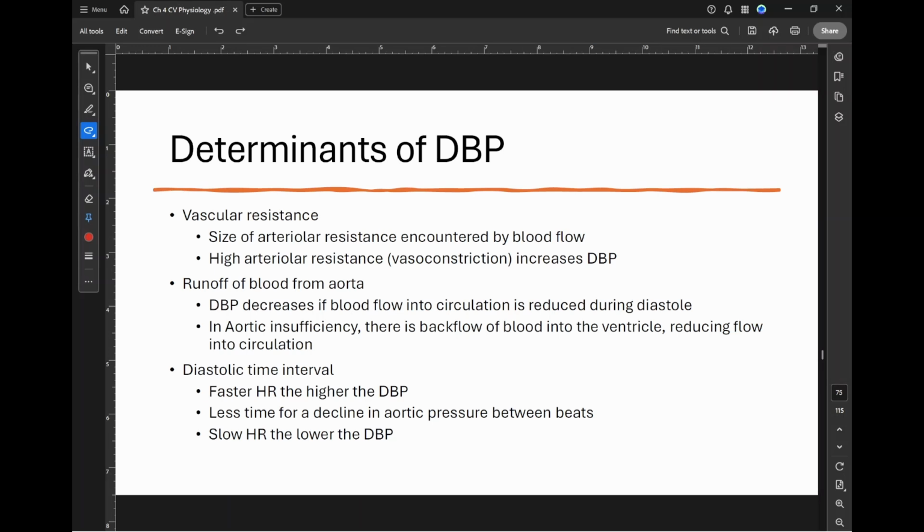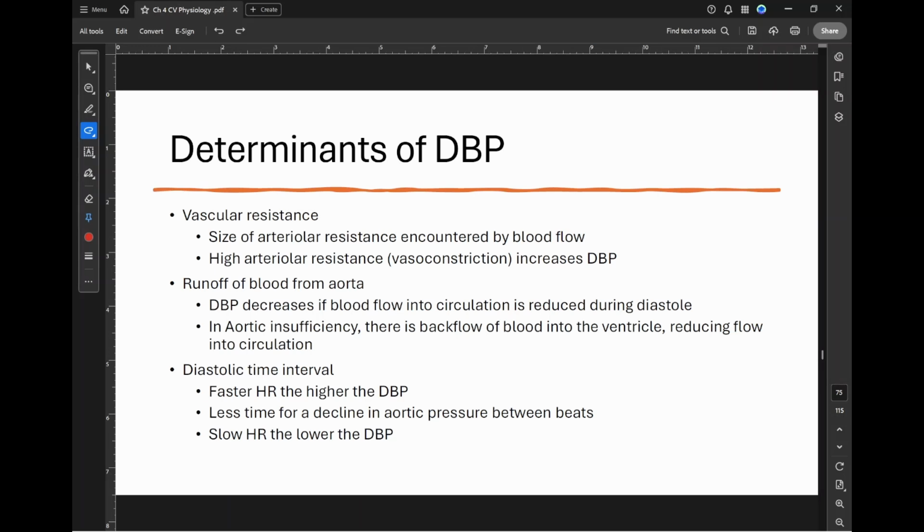Diastolic time interval. What is happening during diastole? Filling. We're filling with blood. So the faster the heart rate, the higher the diastolic blood pressure. So when you start exercising, your blood pressure goes up.